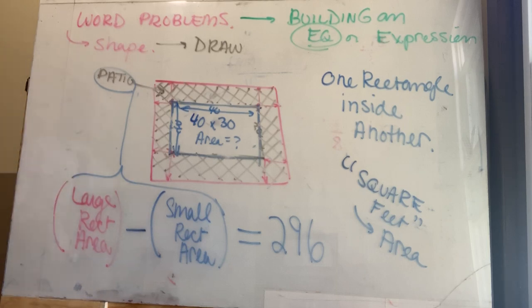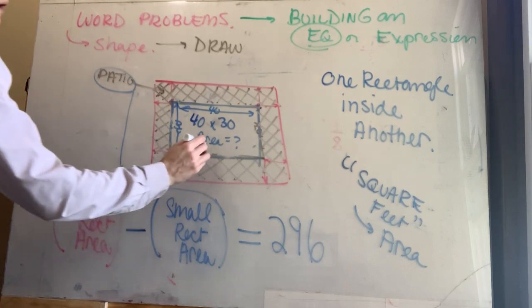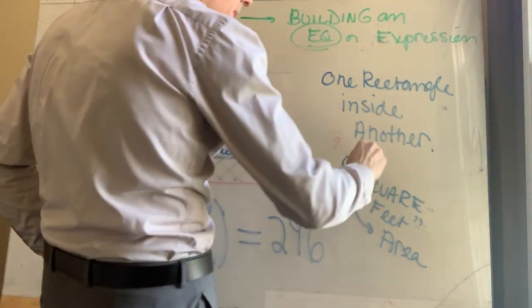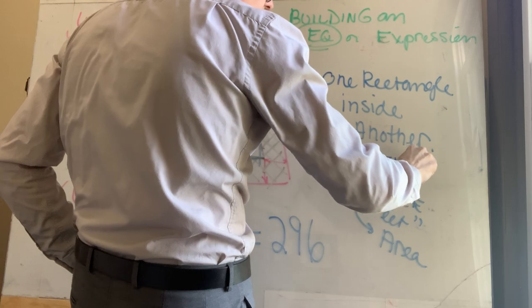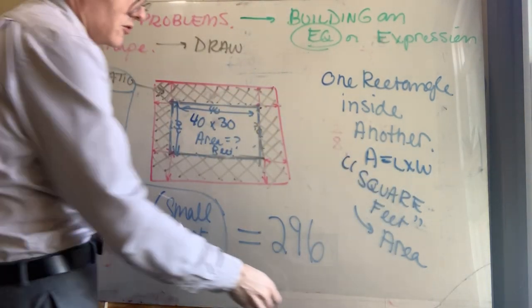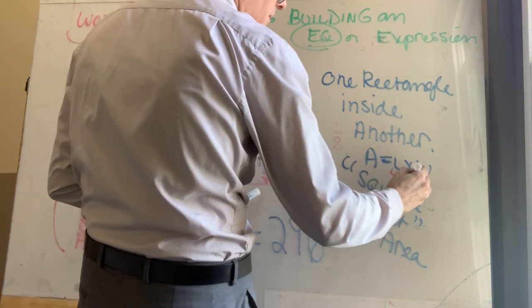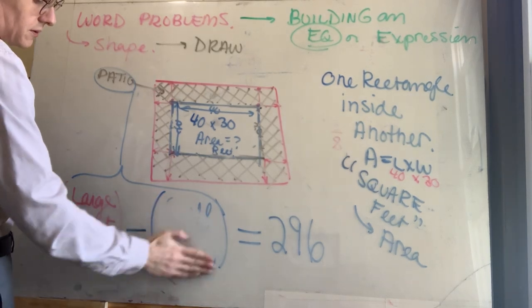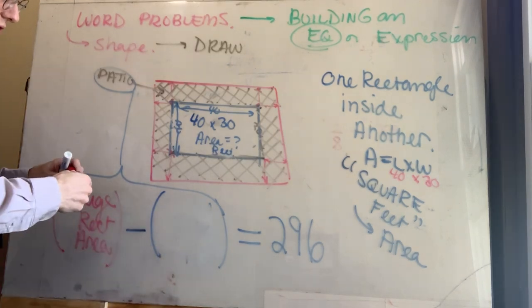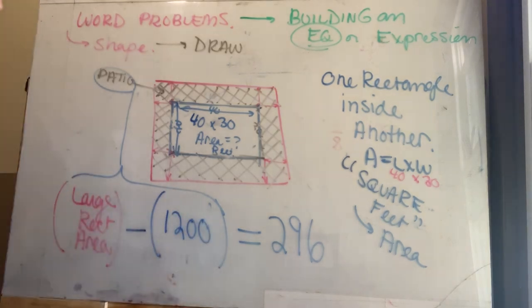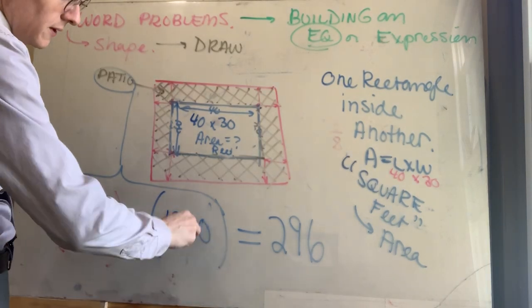How do you calculate the area of a rectangle? They take for granted that you know this: area is equal to the length times the width. So if you know the dimensions are 40 by 30, what is 40 times 30? 40 times 30 is 4 times 3 is 12, and then there's two zeros. It's 1,200, right? If you want to include the unit, feet squared.